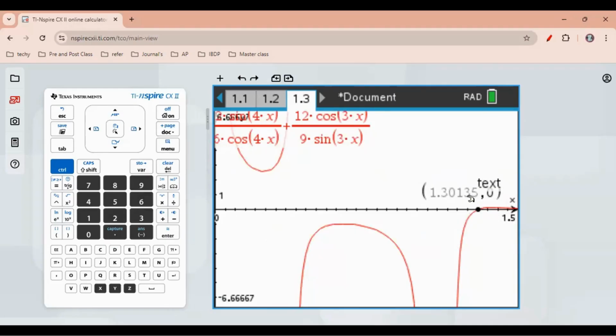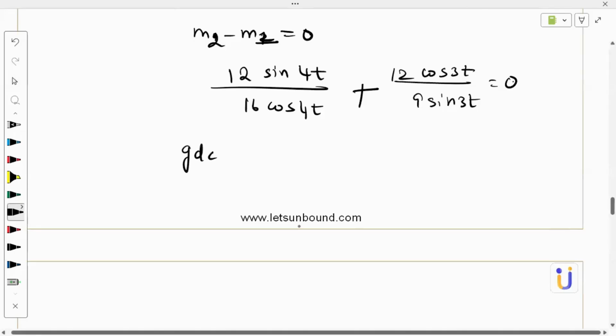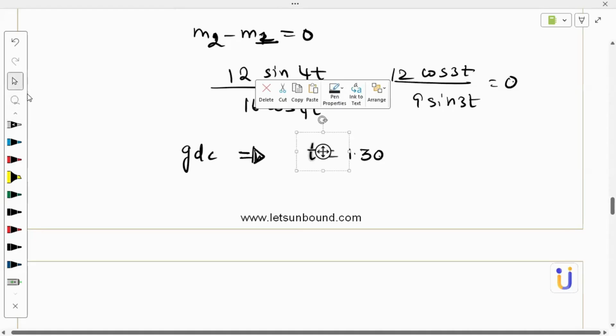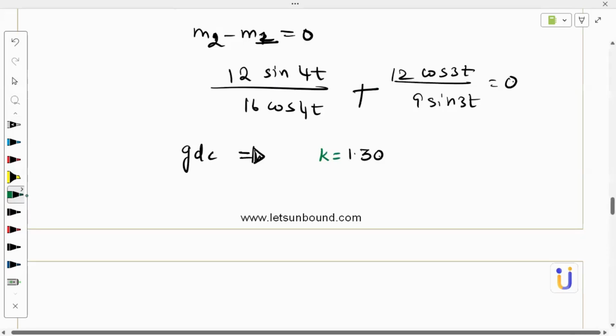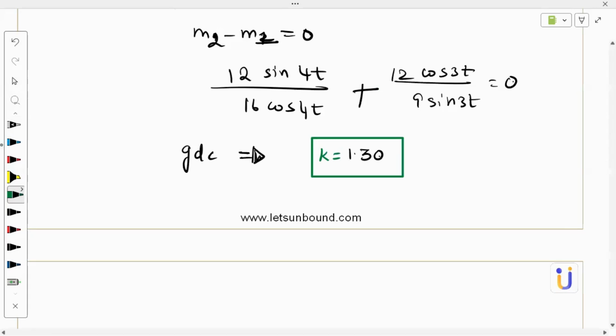1.30135 I got. Right? So that's it. Now this is my k value. This time is my required k value, and we can just interpret here. From GDC solving, we got t equal 1.30. Okay, t might have so many values, so it's better to say we solved in that timestamp, right? So k is equal to 1.30 seconds. That's it. At this time, the two particles are moving parallel.